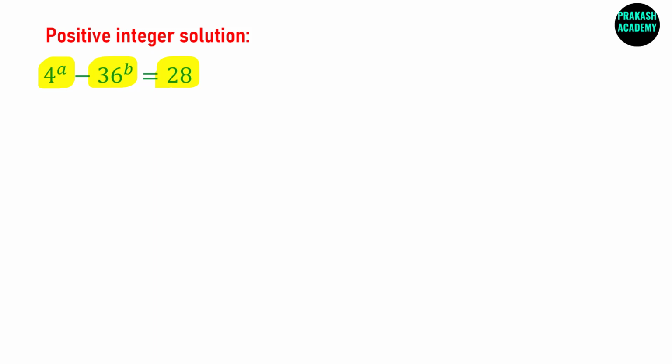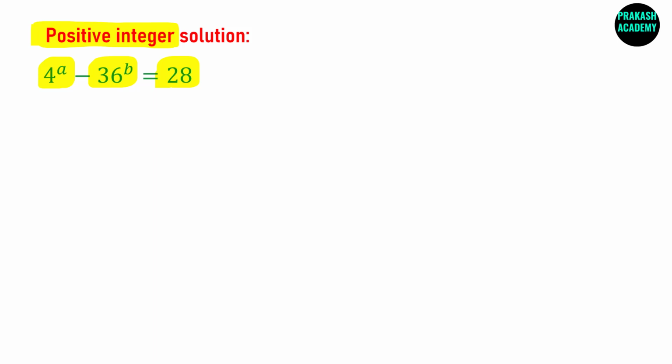How will you solve this? Now in this case, one constraint condition is given, that is, these are positive integers. So we will also use this fact that a and b are positive integers while making the solution. So how will you proceed?